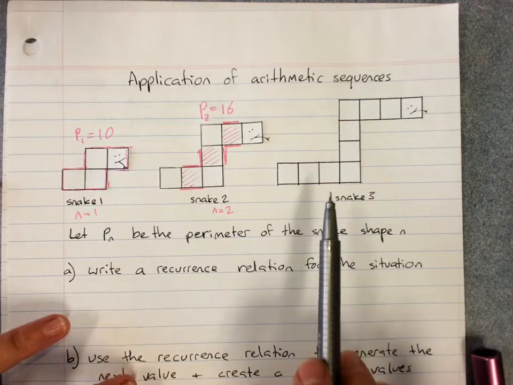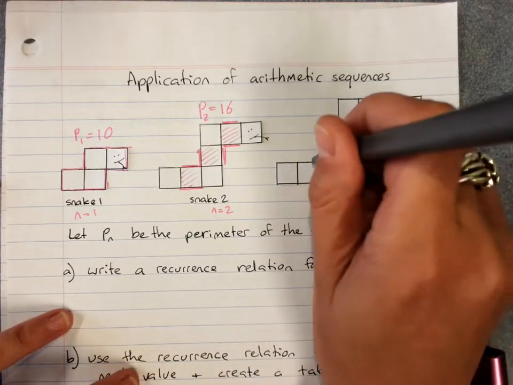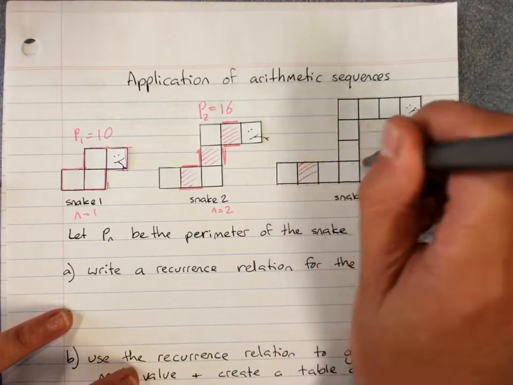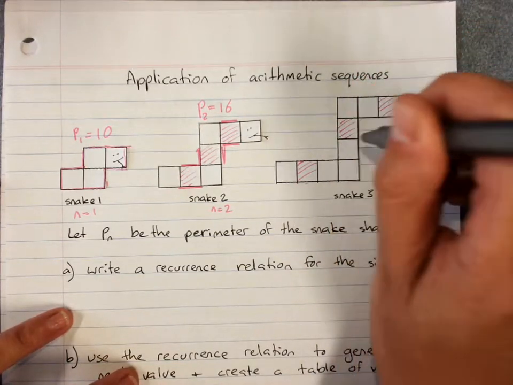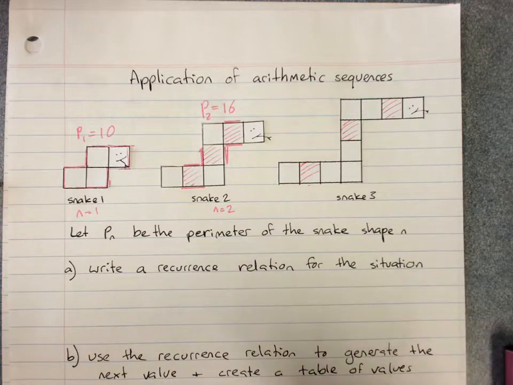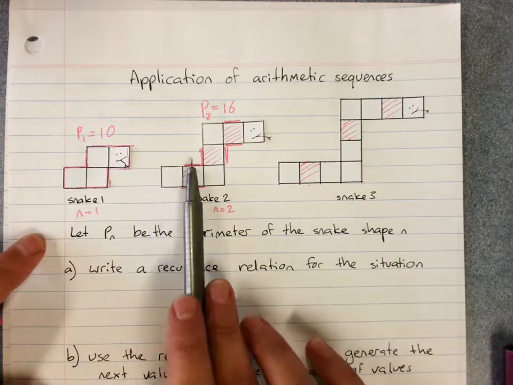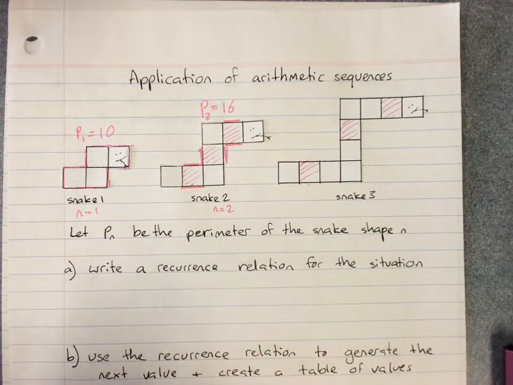And from this snake here, 1's been added, 1 was added here. So yep, we're adding 6 every time. So our common difference is 6 and our starting term is 10. You could count the perimeter of them all just to double check that you're right, but I'm right.